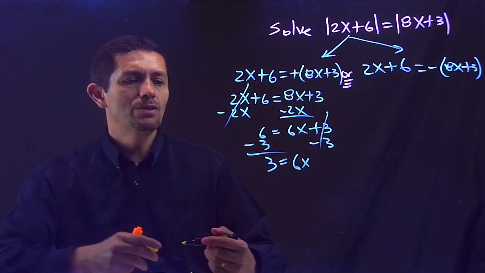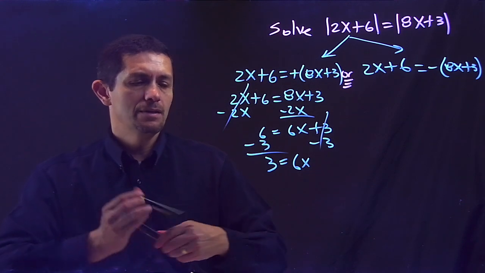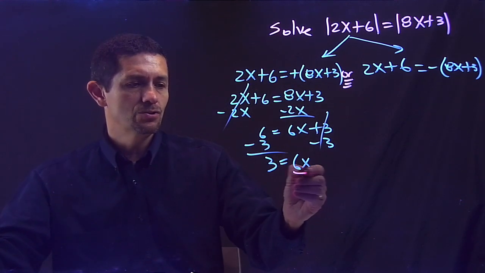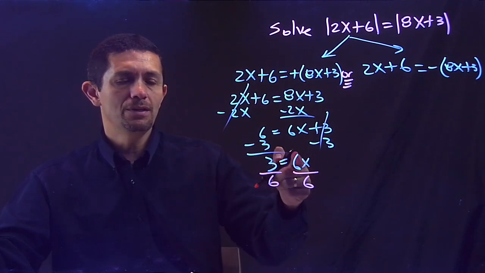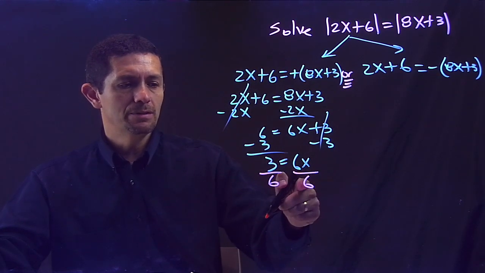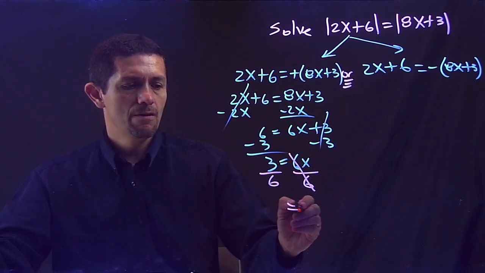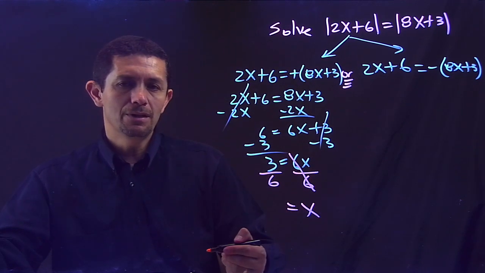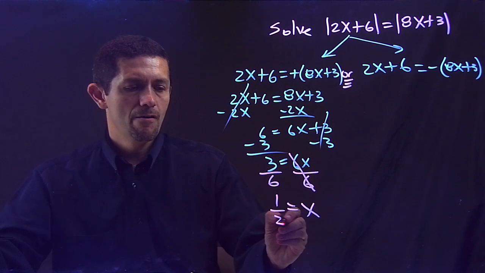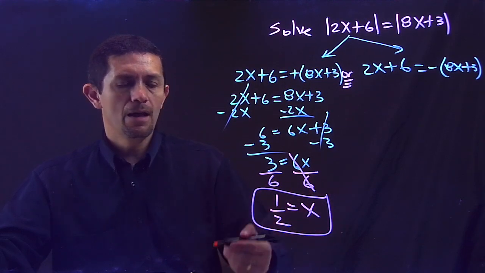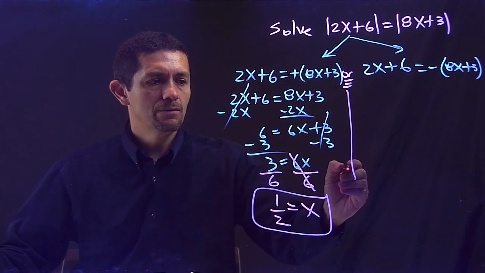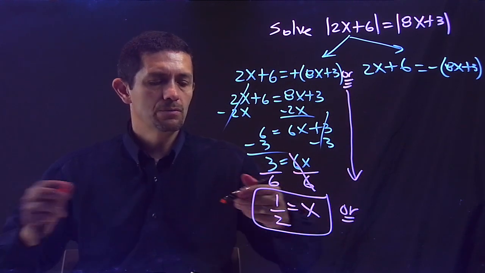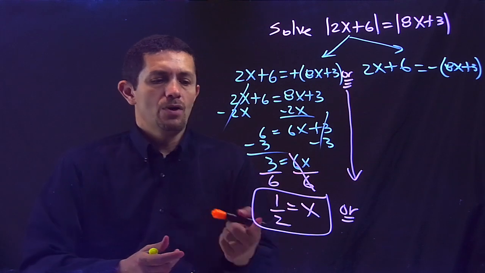Your last step is to divide by whatever is with the x. In this case, you have a 6, so you divide by 6 on both sides. Remember, I want to leave the x by itself. So the 6's cancel, and 3 divided by 6 is the same as 1/2. And I have one of the answers already. I'll make sure that I bring down my or. Okay, very important.